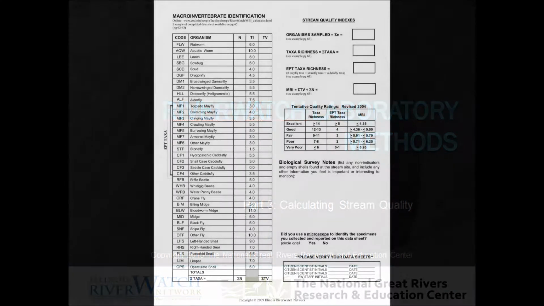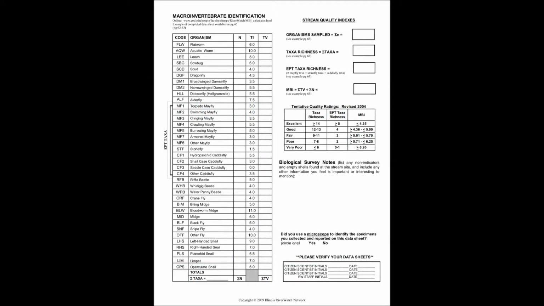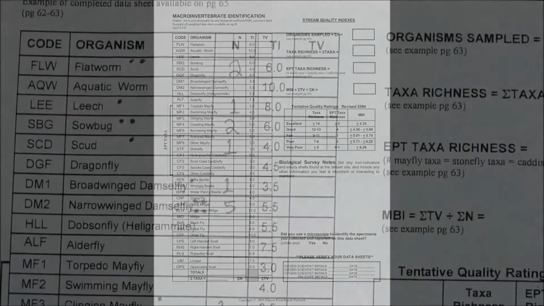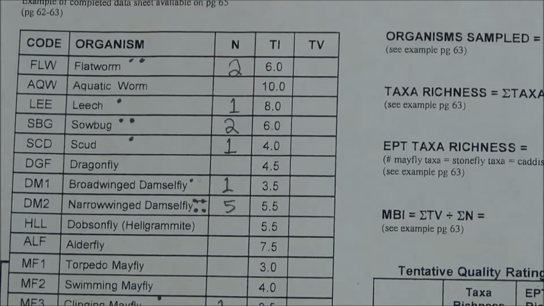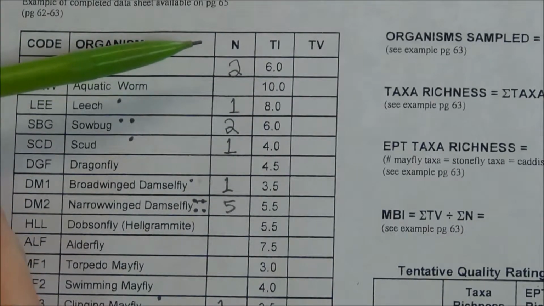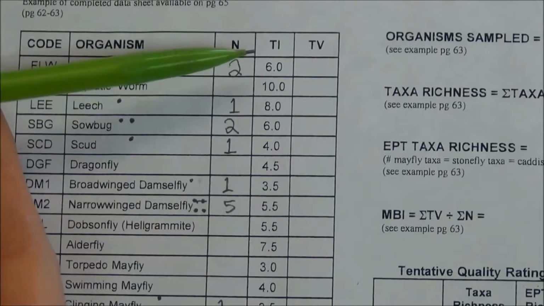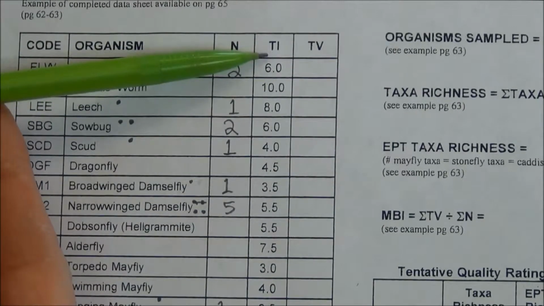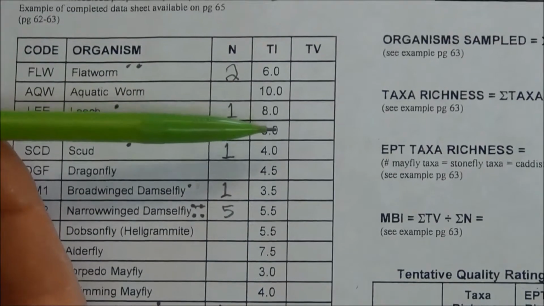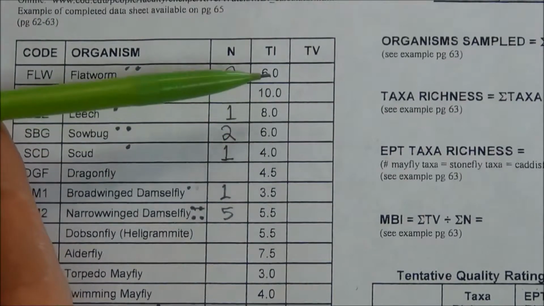This video assumes that you have already identified and recorded the counts of your macroinvertebrates on your biological survey sheet. Now you are ready to start calculating stream quality. You want to multiply the numbers in the count column, which is the N column right here, by the tolerance value for each macroinvertebrate, which is the TI, which stands for tolerance index. So all these numbers are pre-printed on your data sheet.